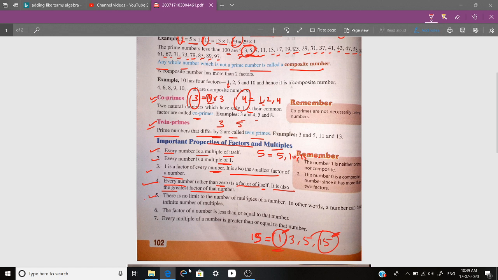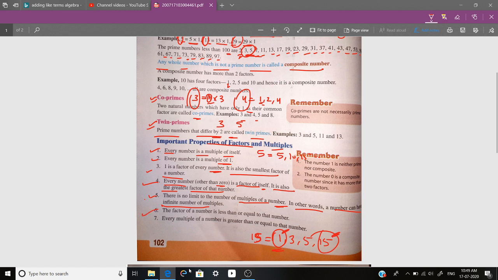Now point 5: there is no limit to the number of multiples of a number. In other words, a number can have infinite multiples. So factors are limited but multiples are unlimited, because if I say the multiples of 5, 5 ones are 5, 5 twos are 10, 5 threes are 15, 5 fours are 20 and so on, 5 tens are 50, 5 elevens are 55, 5 twelves are 60 and so on. So multiples are unlimited.